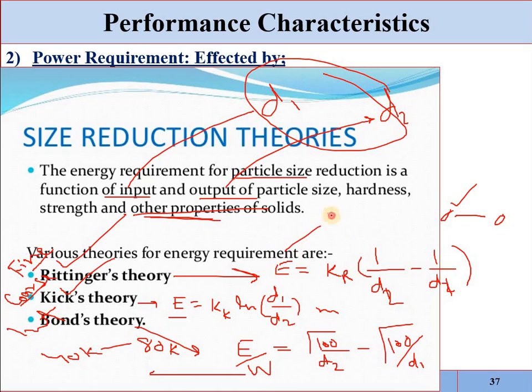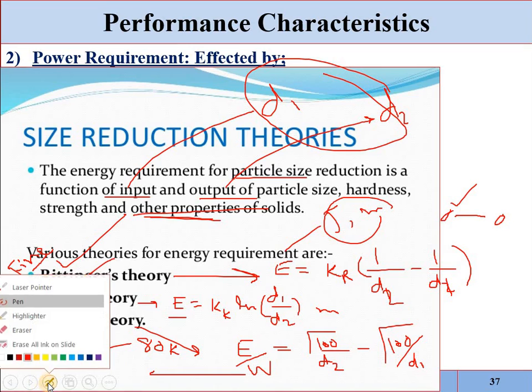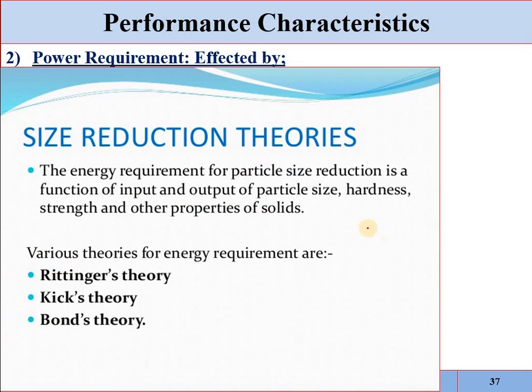And remember, energy requirement will be in joules, d1 and d2 are in meters, and this Kr is the Rittinger constant, Kk is Kick's constant, and this W is the Bond work index, whose value is between 40,000 and 80,000.